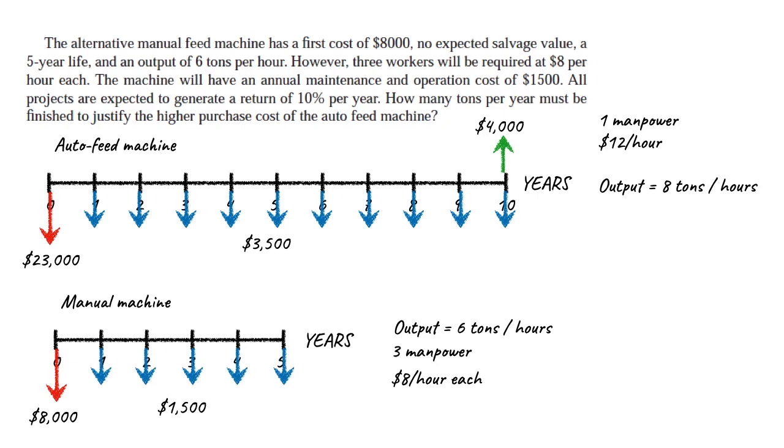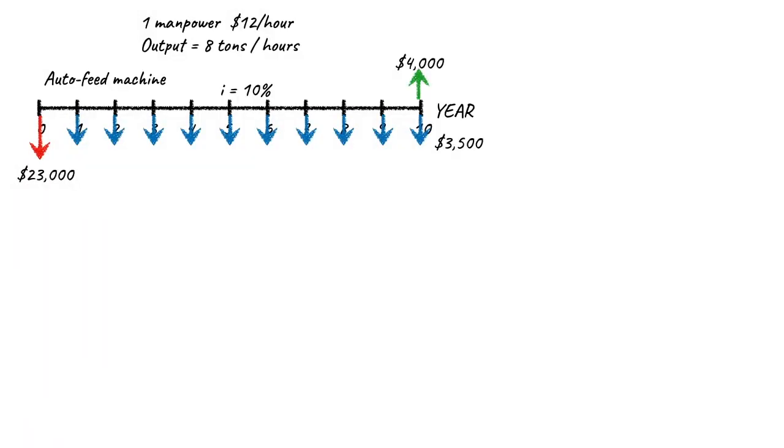If all the projects are expected to generate a return of 10% per year, or i is 10%, how many tons per year must be finished to justify the higher purchase cost of the auto fit machine? Let us first look into the auto fit machine. We know variable costs are costs that are not fixed. Variable cost may include the cost of manpower. One manpower costs $12 per hour, and in 1 hour the output is 8 tons. So $12 for 1 hour for one manpower is equivalent to a production of 8 tons.